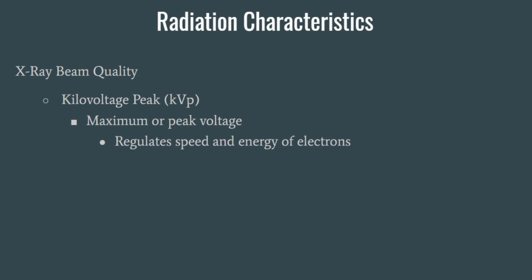Our kilovoltage, or our kVp, is going to regulate the speed and energy of the electrons. So in turn, it's going to regulate or determine the penetrating power of the beam. So kVp controls the penetrating power of the beam, which is the quality of the beam. To repeat one more time, the quality of the beam is controlled by kilovoltage peak, or kVp, which determines the penetrating power of the beam.